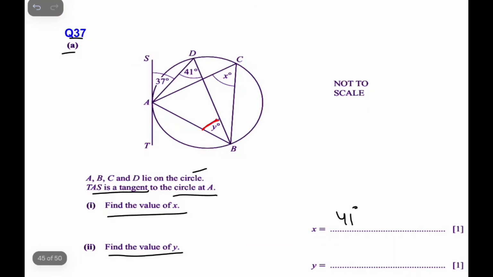Now we have to find the value of y. Find this angle. Now this is a tangent that is making 37 degree with the chord. So y angle will be 37 degree because the angle between the tangent and its chord is equal to the angle in the alternate segment. So y angle will be 37 degrees.